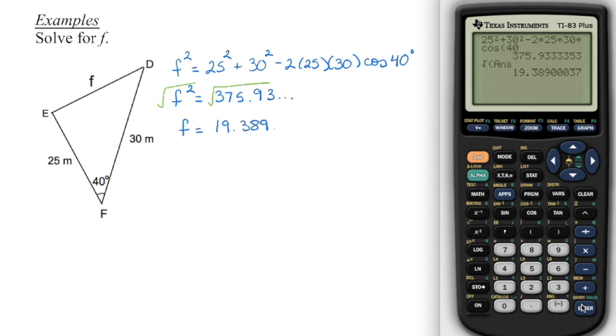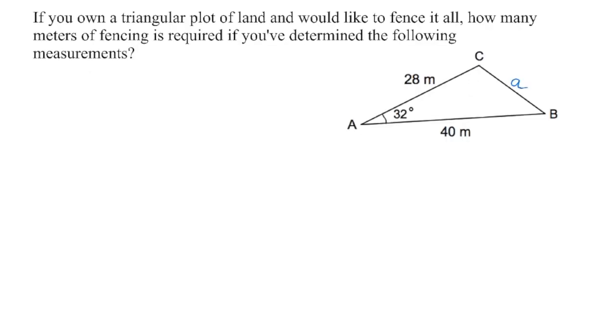So f is equal to 19.389. And if it doesn't say, we tend to round side lengths to the nearest tenth. Because this is in the 10th position here, there's a number that's greater than 5 that follows it, which bumps up that 3 to a 4. And the units on this are meters. So f is 19.4.